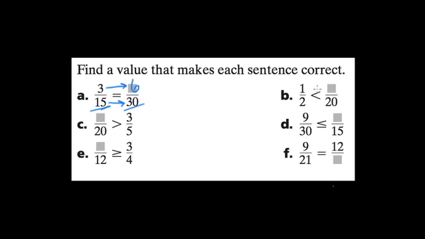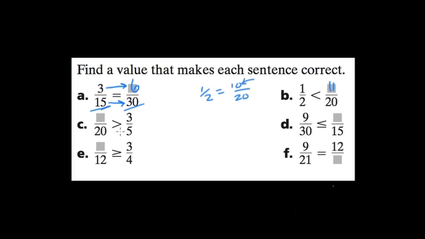Here in B, 1/2 is less than something over 20. And I could cross multiply, but I realized that 1/2 would be equal to 10 out of 20. Same thing. So for the numerator, anything larger than 10 would make this inequality true, because this fraction should be greater than 1/2. So for simplicity's sake, I'll put the first whole number that works. I'll put 11.